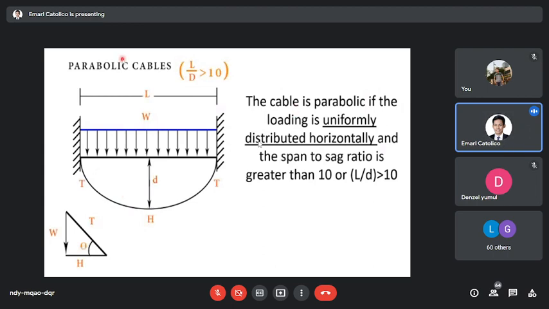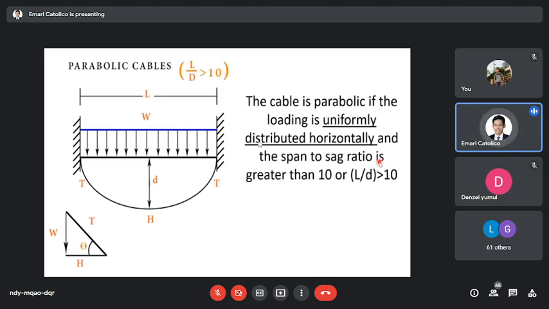So since dalawa yung type ng cable natin, isa parabolic, isa catenary, lagi mong iti-test yung L over T, or yung tinatawag na span to sag ratio. Okay? So kapag greater than 10 yan, yung ratio nila, gagamitin mo yung formula ng parabolic cable. Okay? But there are some problem na kahit hindi ka na mag-test ng L over T, basta pag sinabi sa problem na uniformly distributed horizontally, ito yung omega, automatic ang formula na gagamitin mo is parabolic cable. Okay? So yan yung palatandaan dyan.